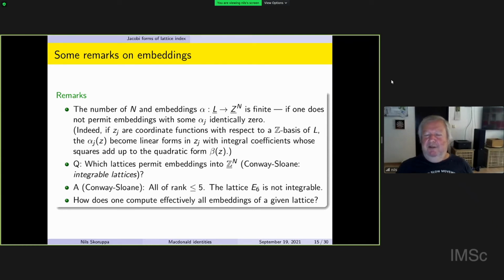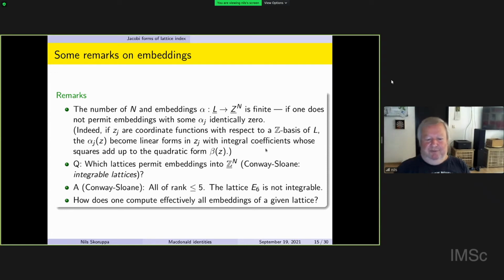and that's quite easy to see, because if you write the bilinear form as a quadratic form by choosing a basis for the lattice, then these alpha_j(z) also become linear forms in the z_j with integral coefficients. And what you're asking for is to write the quadratic form associated to beta of x as a sum of squares of linear homogeneous polynomials with integral coefficients. And of course, there are only finitely many solutions. And that gives immediately also an algorithm, a very stupid one, for calculating all the embeddings, right?